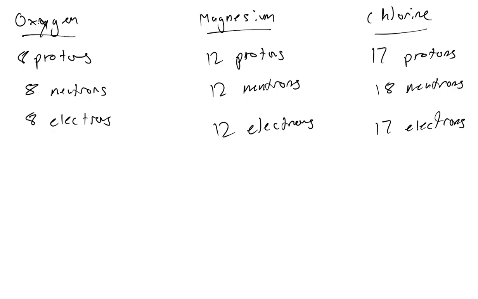So for a quick recap, protons equal the atomic number, electrons are equal to protons for neutral atoms, and then neutrons is equal to the mass number minus the atomic number.